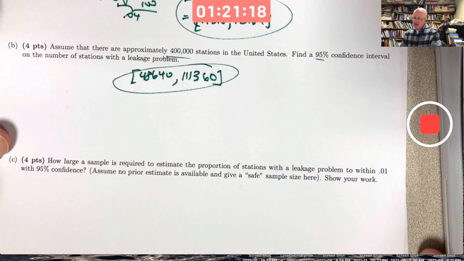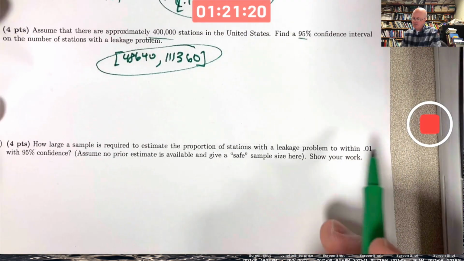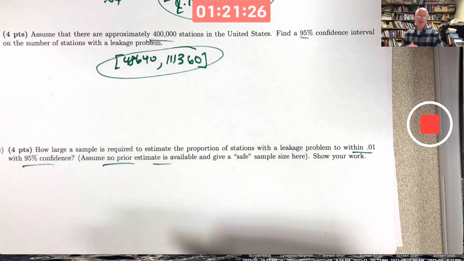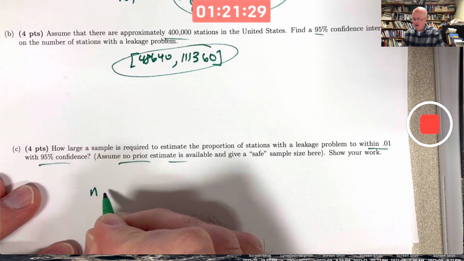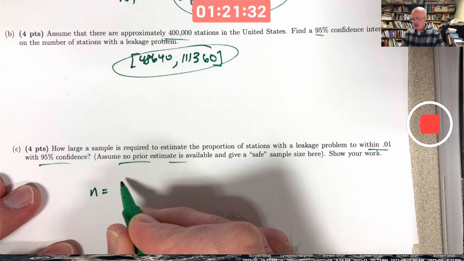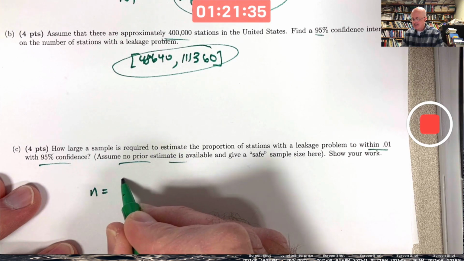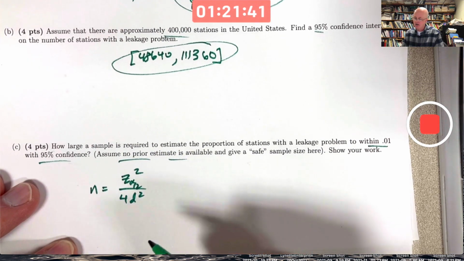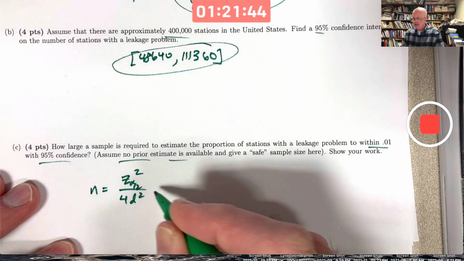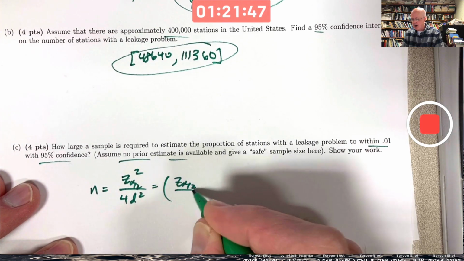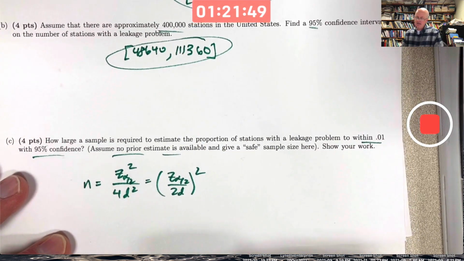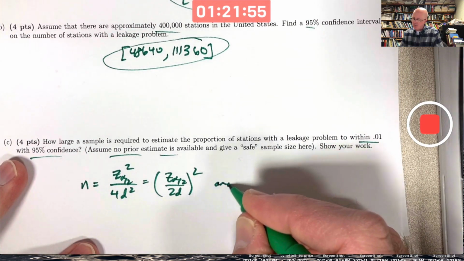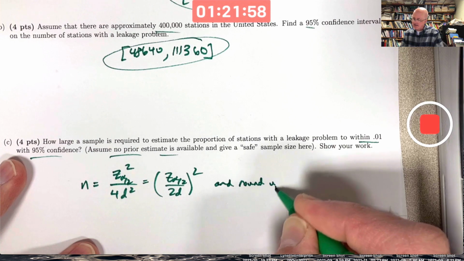How large a sample is required to estimate the proportion of stations with a leakage problem to within 0.01 with 95% confidence, assuming no prior estimate is available? It's a formula. The formula in my class's textbook looks like this. The sample size is z sub alpha over 2 squared divided by 4d squared, where d is the margin of error. Some books use an m there. Some books also just take this thing as an initial fraction like this and square it. That's the formula to use for the sample size. And then you round up to play it safe at the end.